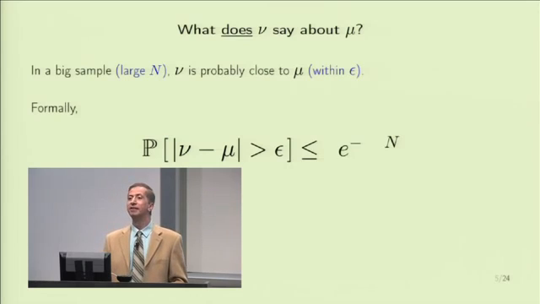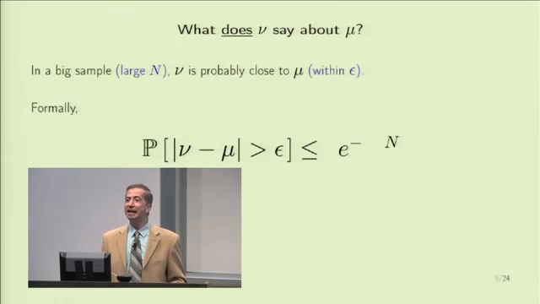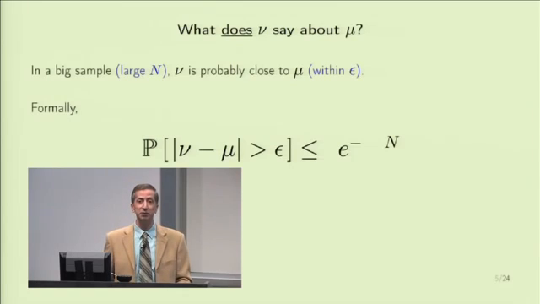Good news. It's e to the minus n. It's a negative exponential. That is great because negative exponentials tend to die very fast. So if you get a bigger sample, this will be diminishingly small probability. So the probability of something bad happening will be very small, and we can claim that indeed nu will be within epsilon from mu, and we will be wrong for a very minute amount of the time. But that's the good news.